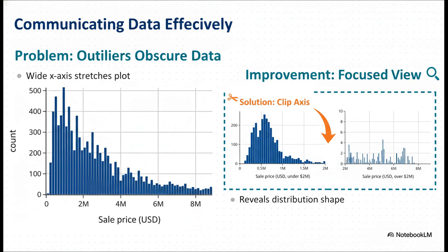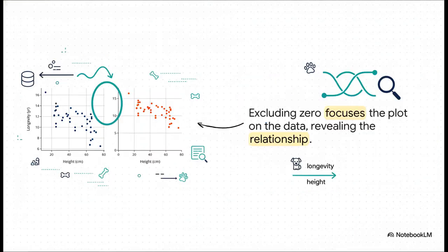But now look at what happens on the right. Just by clipping the axis to focus on the majority of the data, homes under $2 million, we get to fill the data region. And boom, suddenly, the true shape of the distribution comes to life. We can clearly see it skew, and we can even spot a smaller secondary peak that was completely hidden before. This brings up a classic debate. Should your axes always start at 0? Well, the answer is, it depends.